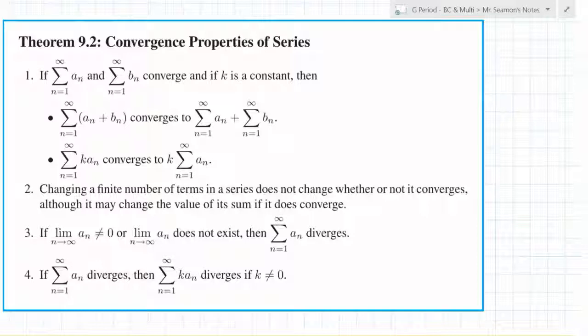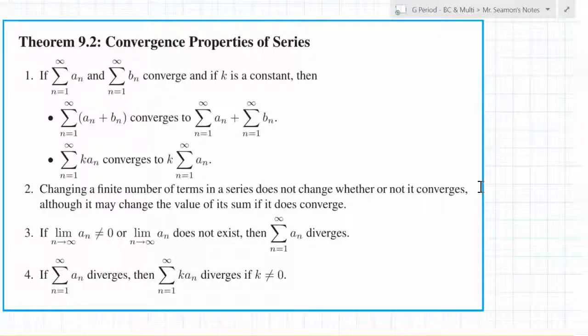This is really cool. So if you have an infinite series and it converges, if you only change a finite number of terms, you can do anything you want to a finite number of terms, it'll still converge, which is pretty cool. Okay. If the limit as n goes to infinity of an does not equal 0 or the limit does not exist, then it diverges.